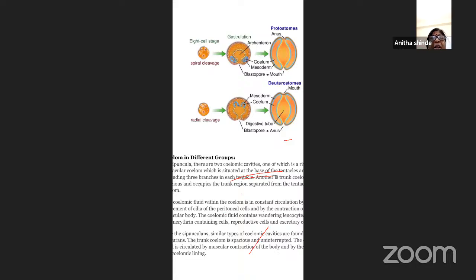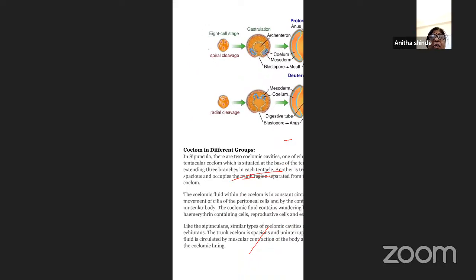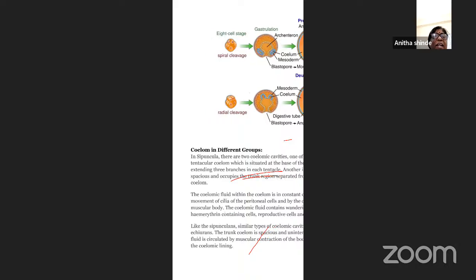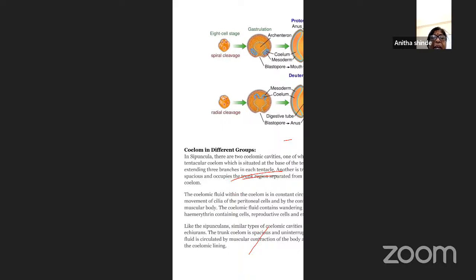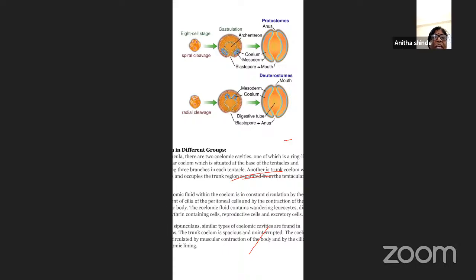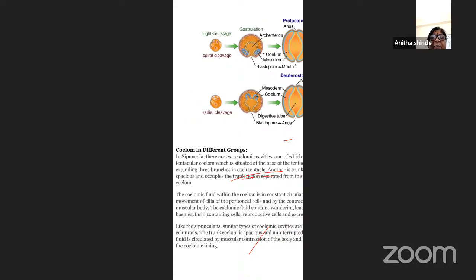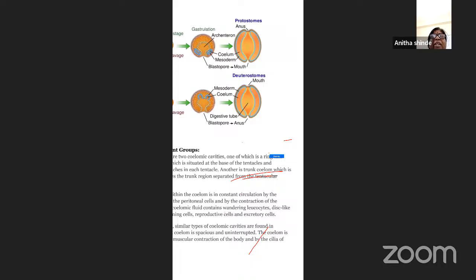Now they have again mentioned the coelom in different groups. Like in Sipuncula, they say there are 2 coelomic cavities, one of which is a ring-like tentacular coelom, which is situated at the base. Similar types of coelomic cavities are found in Echiurids. So the tongue coelom is spacious and uninterrupted. The coelomic fluid is circulated by muscular contraction.